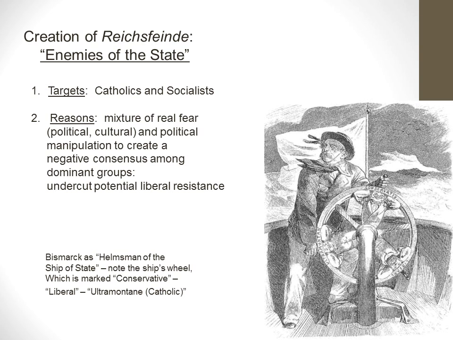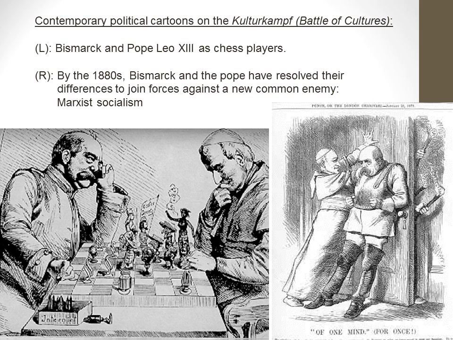The reasons that Bismarck targets such groups is because, in some cases, a mixture of real fear, political, cultural, but also, and oftentimes more this, political manipulation to create a negative consensus among dominant groups and to undercut resistance from other avenues, particularly to undercut resistance from liberals by effectively vilifying another group as an enemy of state and creating a common alliance with liberals and Bismarck.